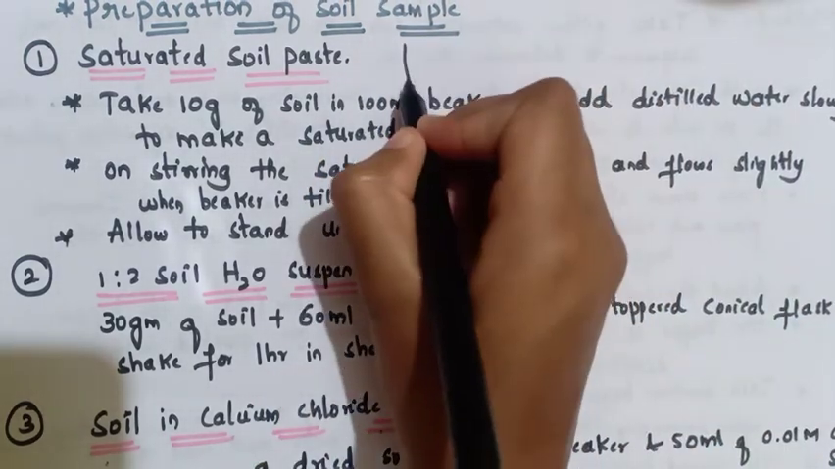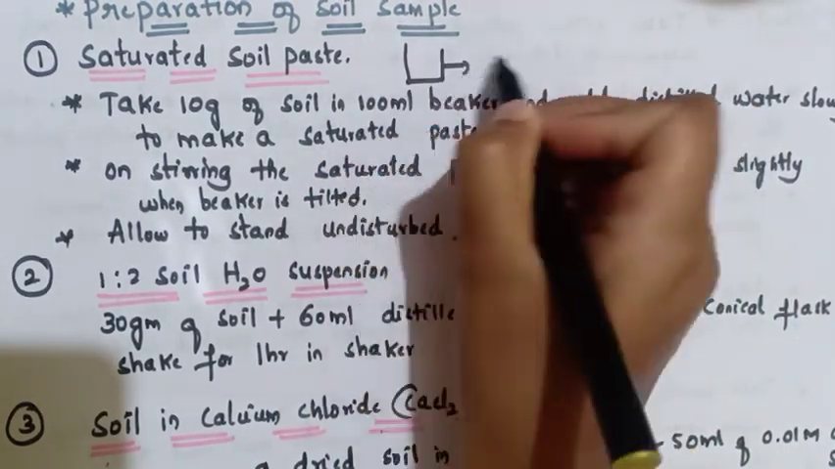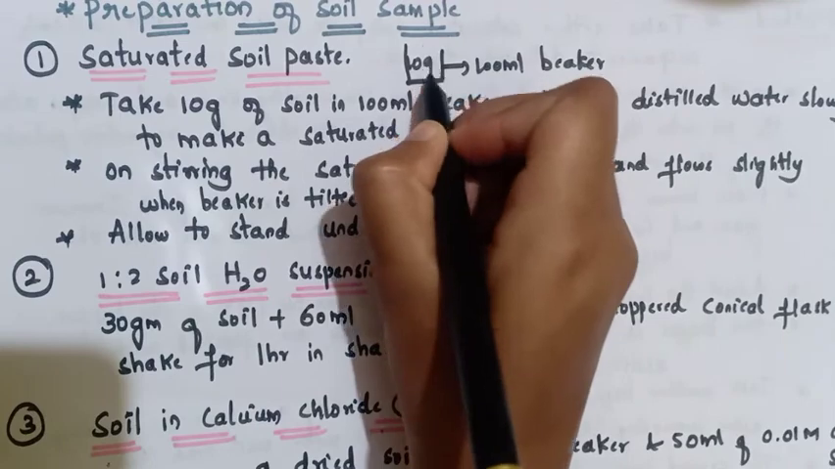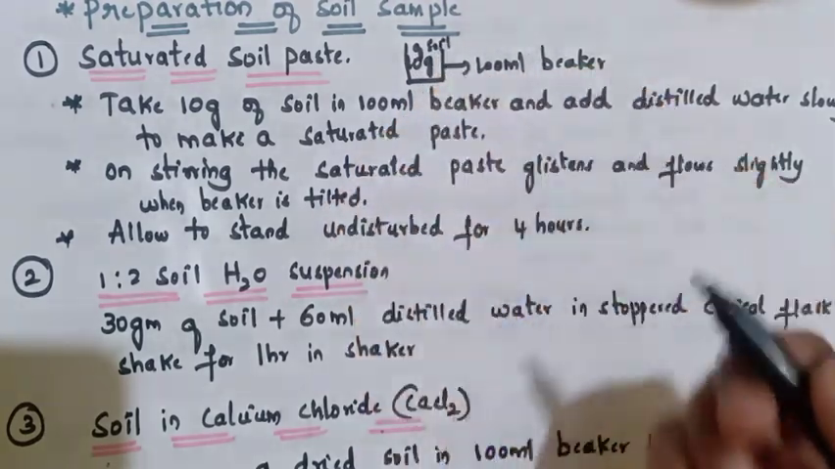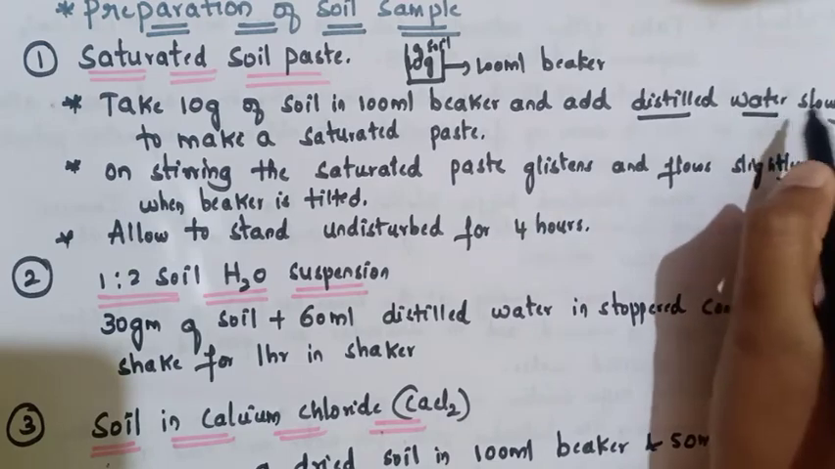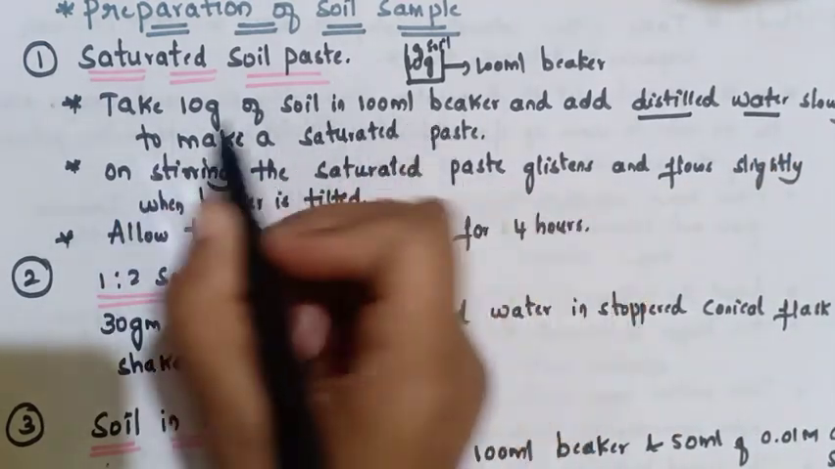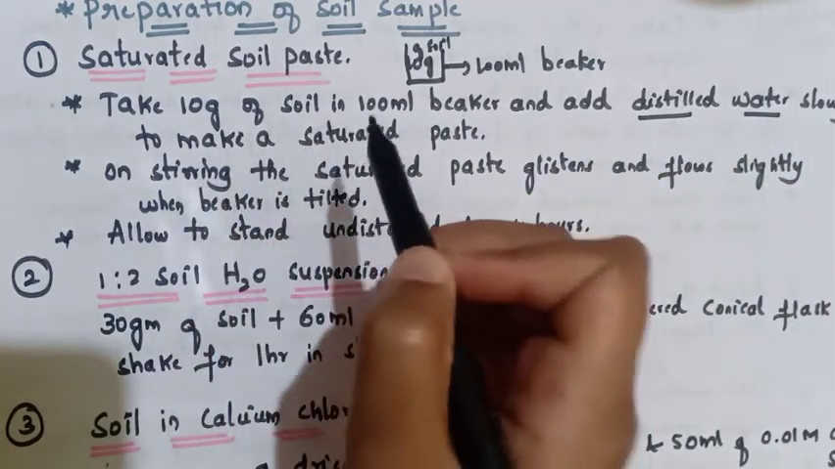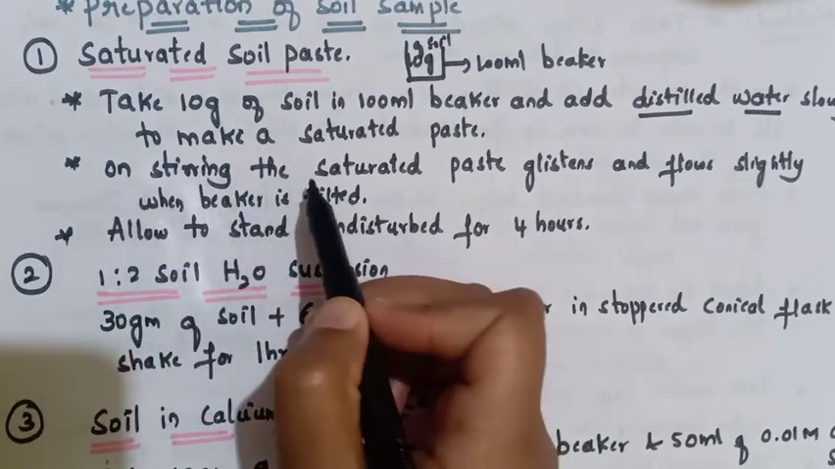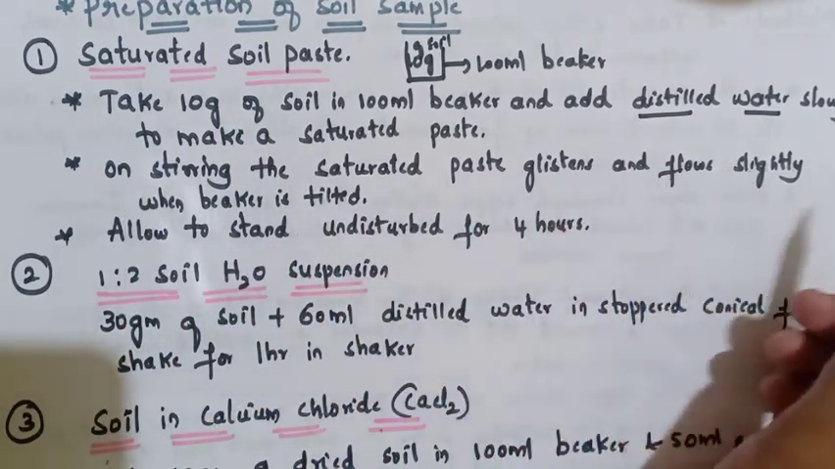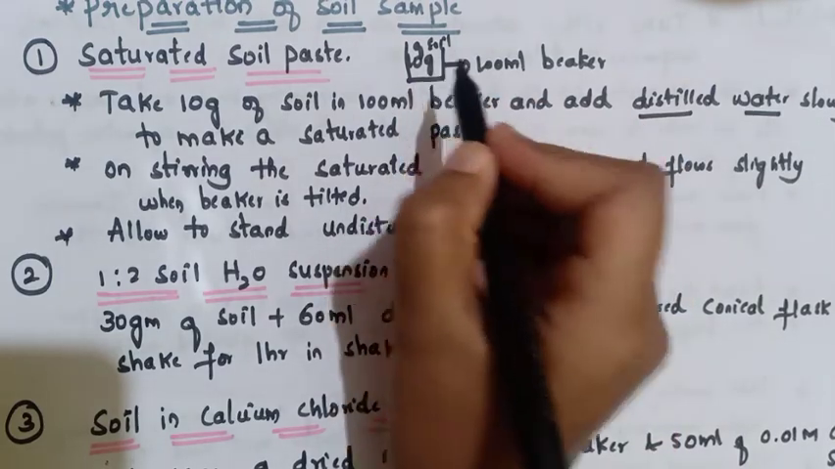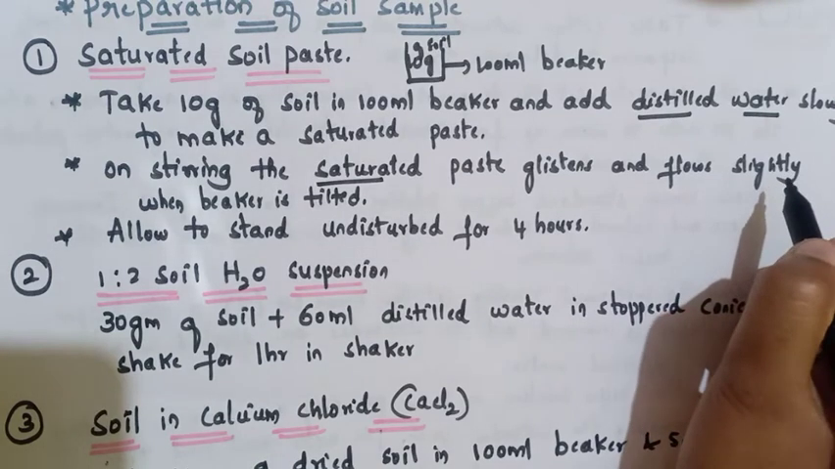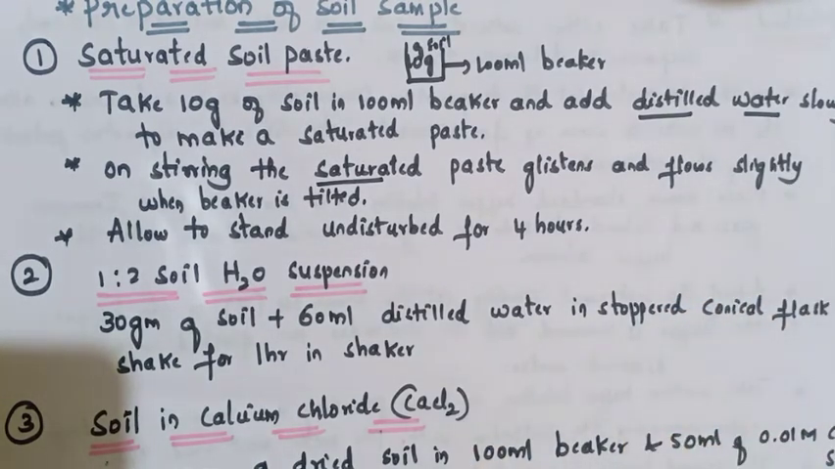In a 100 ml beaker we have to take 10 grams of soil, and we have to add distilled water slowly to make a saturated paste. On stirring, the saturated paste glistens and flows slightly when the beaker is tilted. When this beaker is tilted, the saturated paste should flow slightly. In that way we have to make the saturated soil paste.